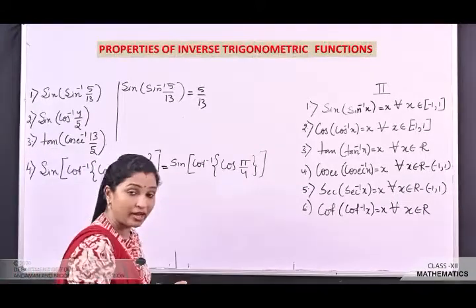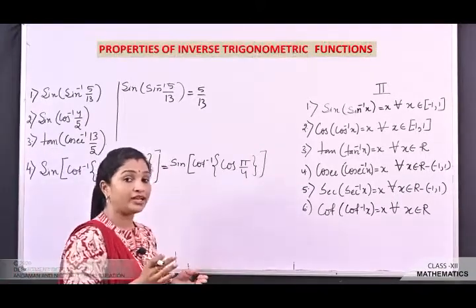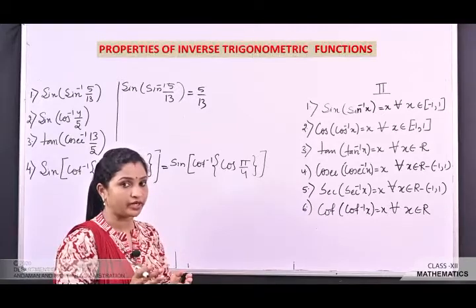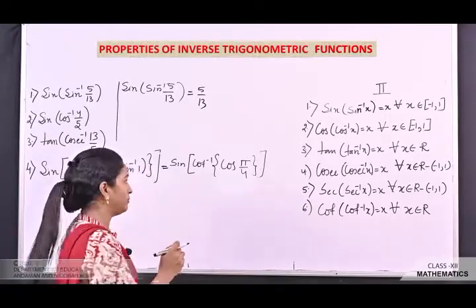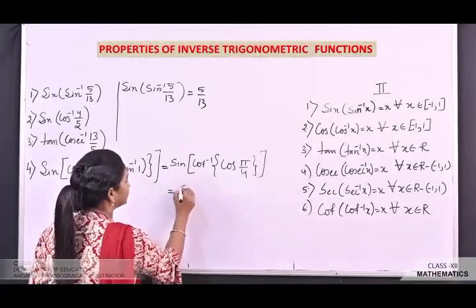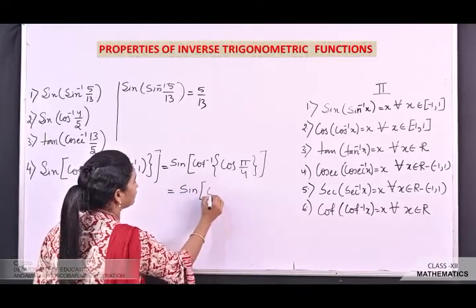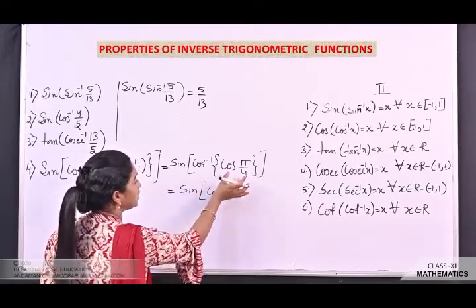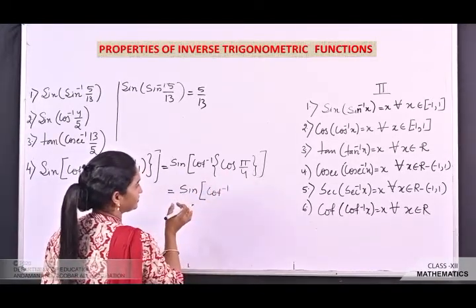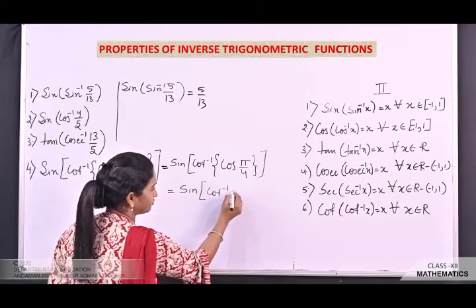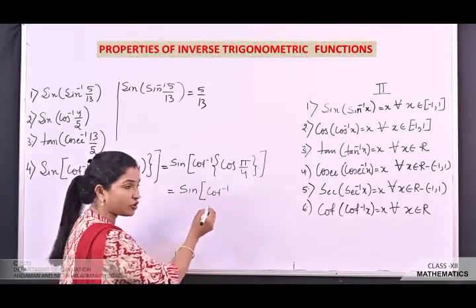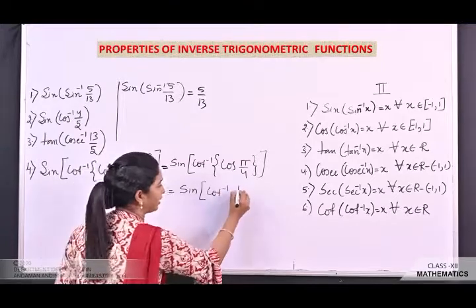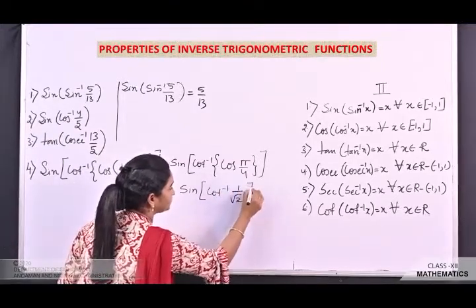I have already explained you the principal value. Tan inverse 1 का अगर आप principal value find out करेंगे आपको क्या मिलेगा? pi by 4 ही मिलेगा. So here sine of cot inverse cos pi by 4. ठीक है. What is the value of cos pi by 4? That is 45 degree. Cos 45 degree कितना होता है? 1 by root 2. Clear?